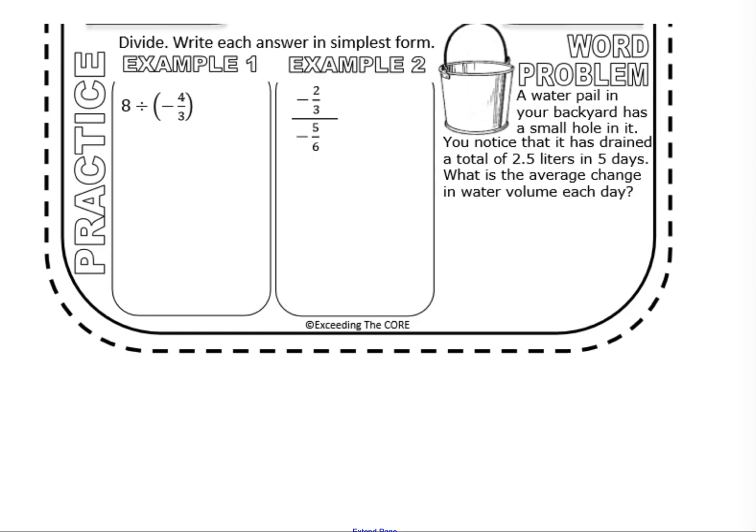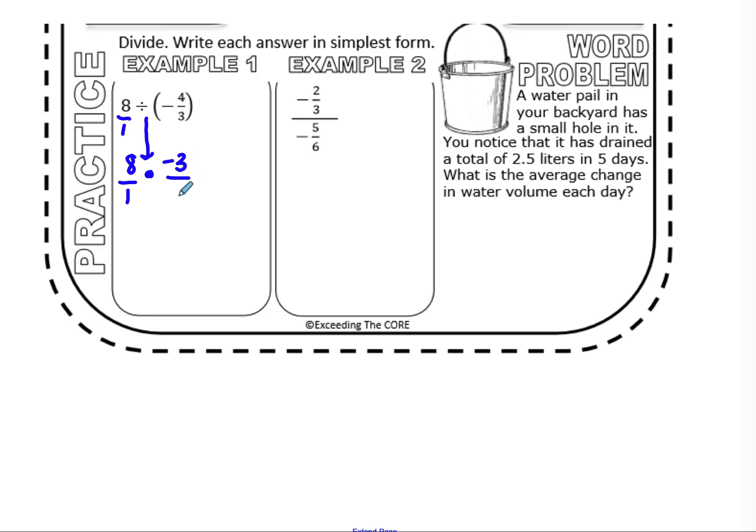Okay, so let's try a couple problems together. So for this first one, I have 8 divided by -4/3. So my first step, I need to write that 8 as an improper fraction, 8 over 1. Then I'm going to do keep, change, flip. So 8 over 1, that's the keep. Change that division sign is changing to multiplication. And then flip that -4/3, I'm going to change to -3/4.